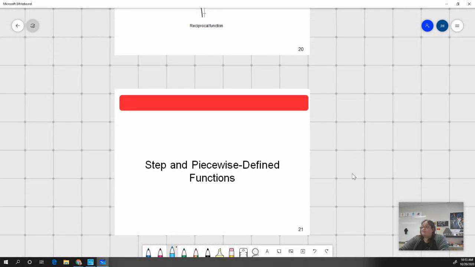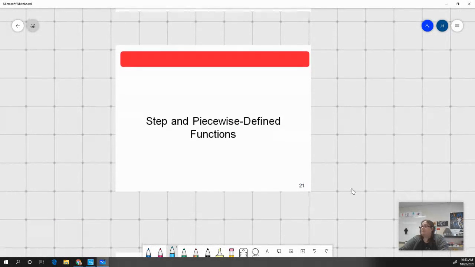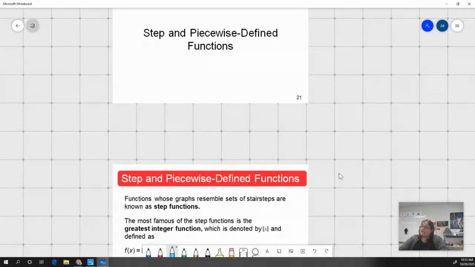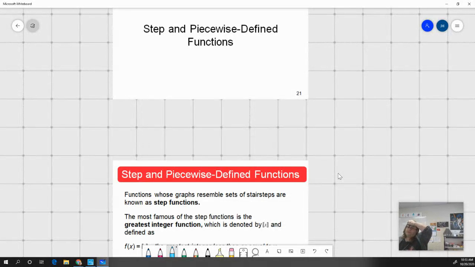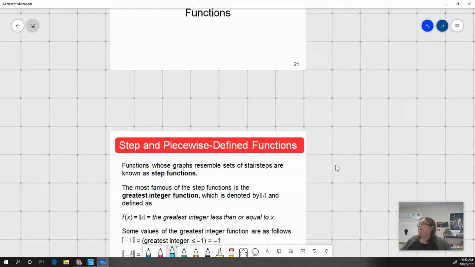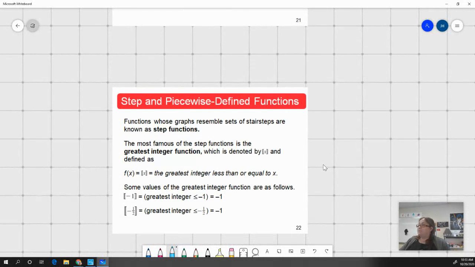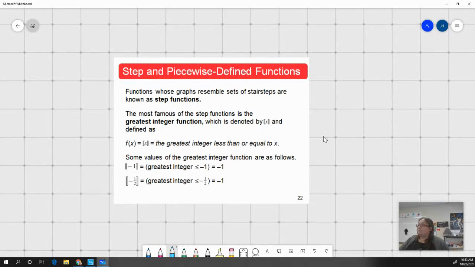I feel like I'm going fast, but I'm really tired already of talking. But this is the main reason I wanted to do a video for this, because you guys haven't seen a lot of step and piecewise functions. Functions whose graphs resemble sets of stair steps are known as step functions. The one you're going to be dealing with today, and the most famous step function, is the greatest integer function.